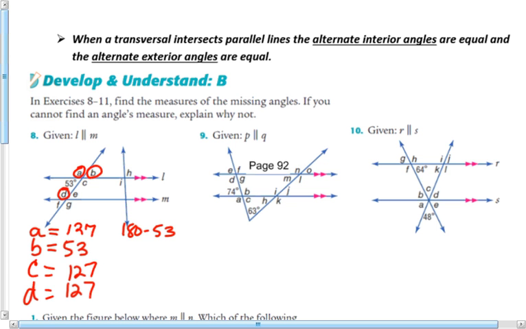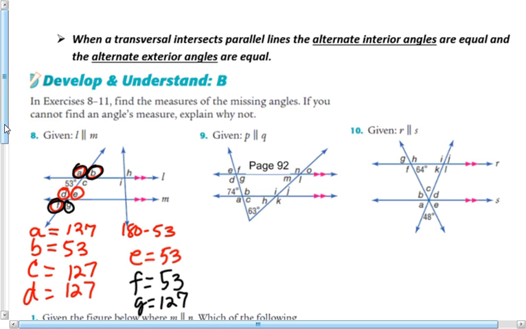E and B will be the same for that same reason. So E is going to equal 53. And then F is an alternate interior or alternate exterior angle, circle that with B. So F and B are the same. So F is going to be 53. And G and A are the same. They're alternate exterior angles also. A and G, so G is 127. So that's how you can use these ideas to help you find some missing angles.